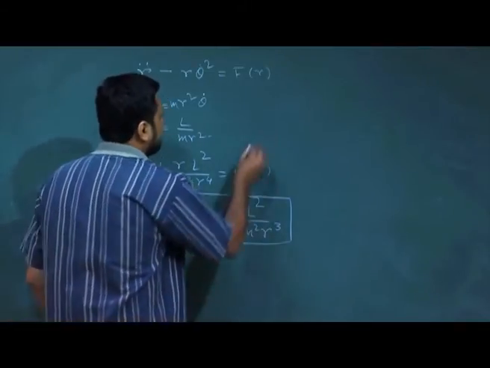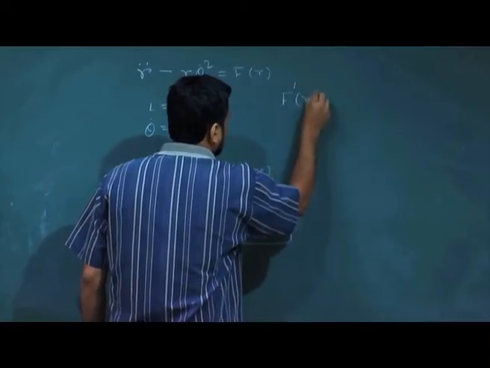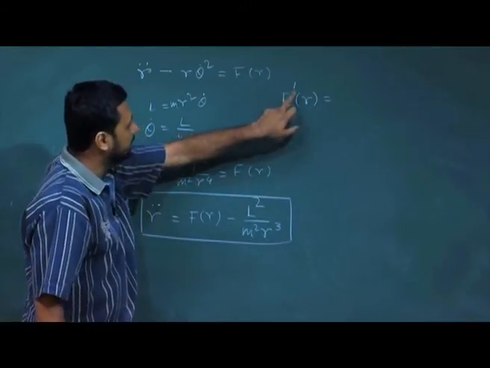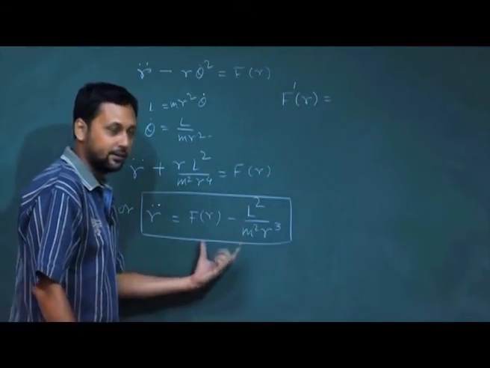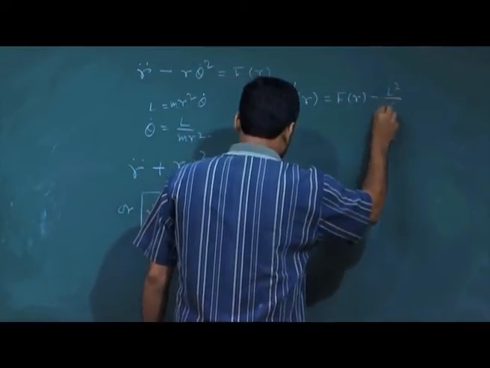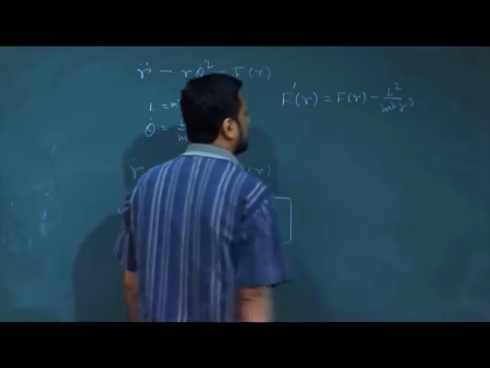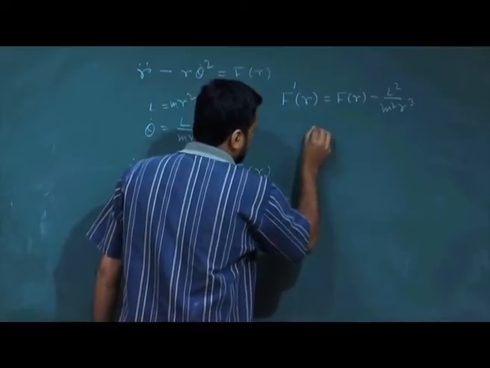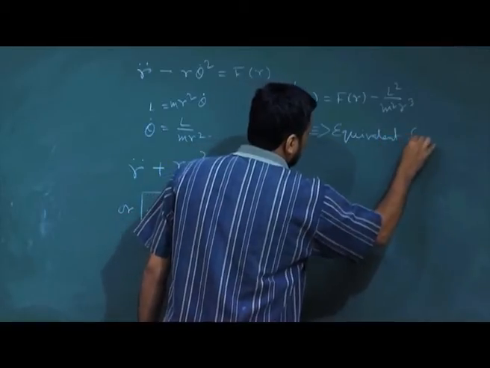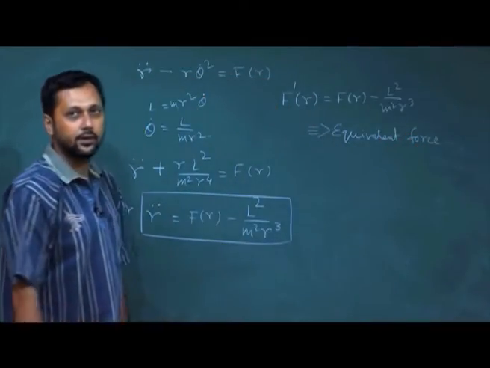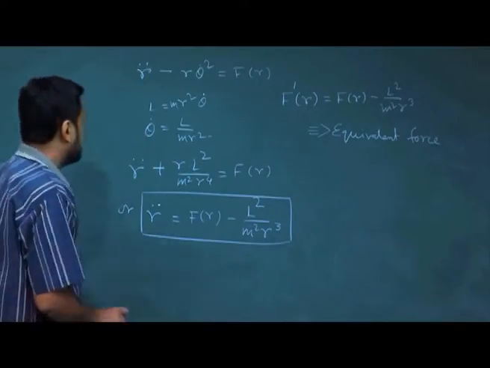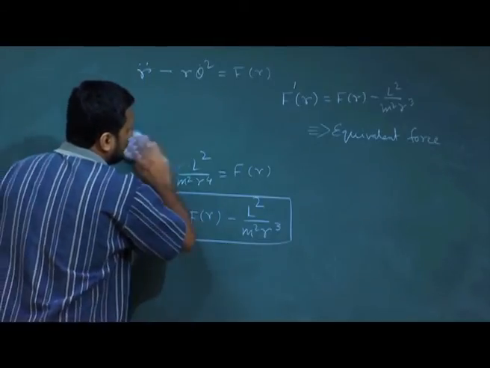Okay. So, we can write an equivalent force term which we denote by f dashed r. Please note that this is not the derivative, it is just a representation of the entire right hand side. We can write this as f r minus L square by m square r cubed. So, that is nothing but the equivalent force, right. Now, if there is an equivalent force present, there will also be an equivalent potential present.